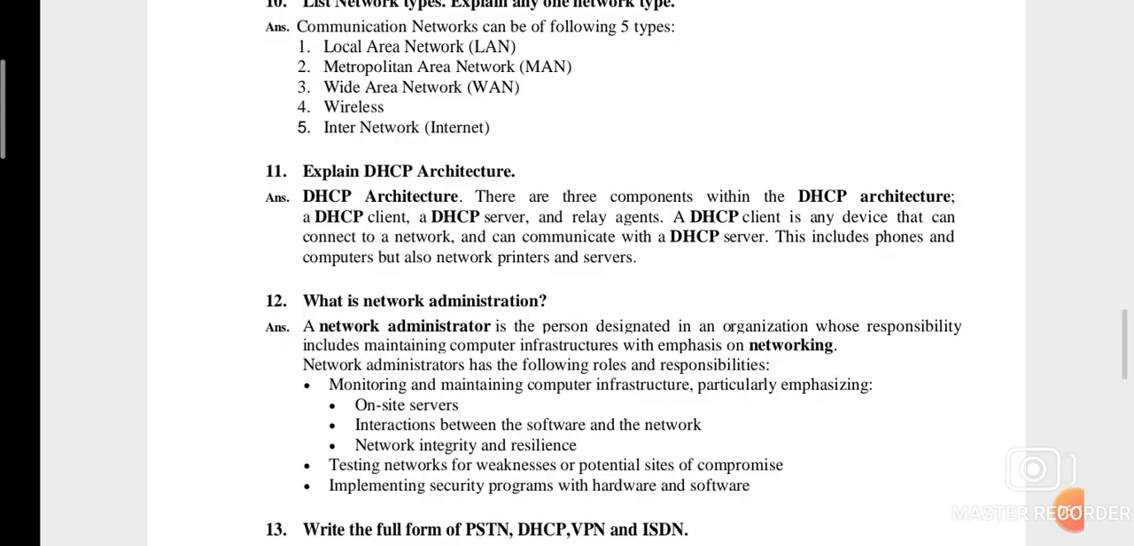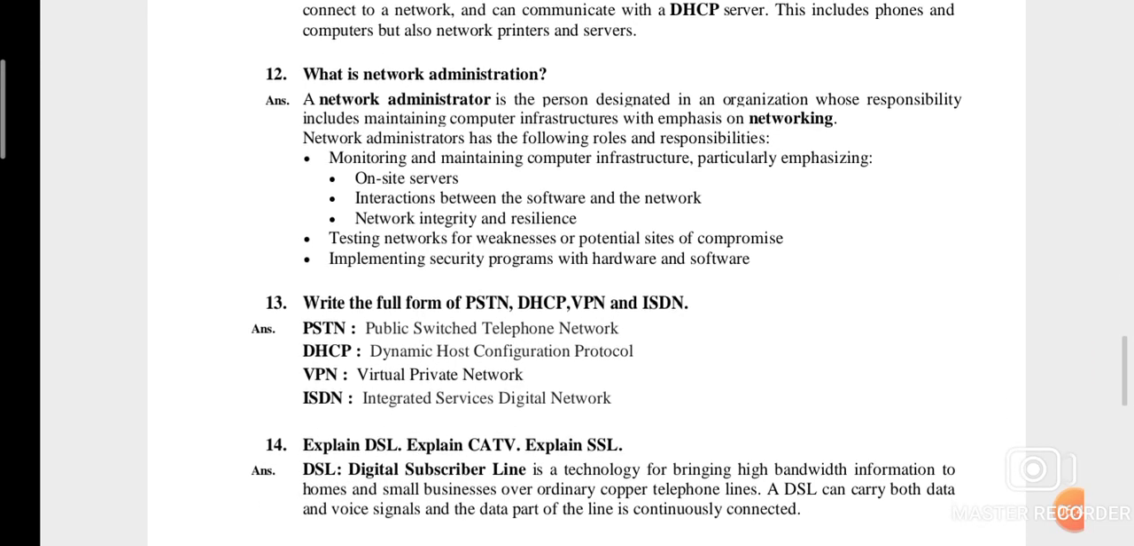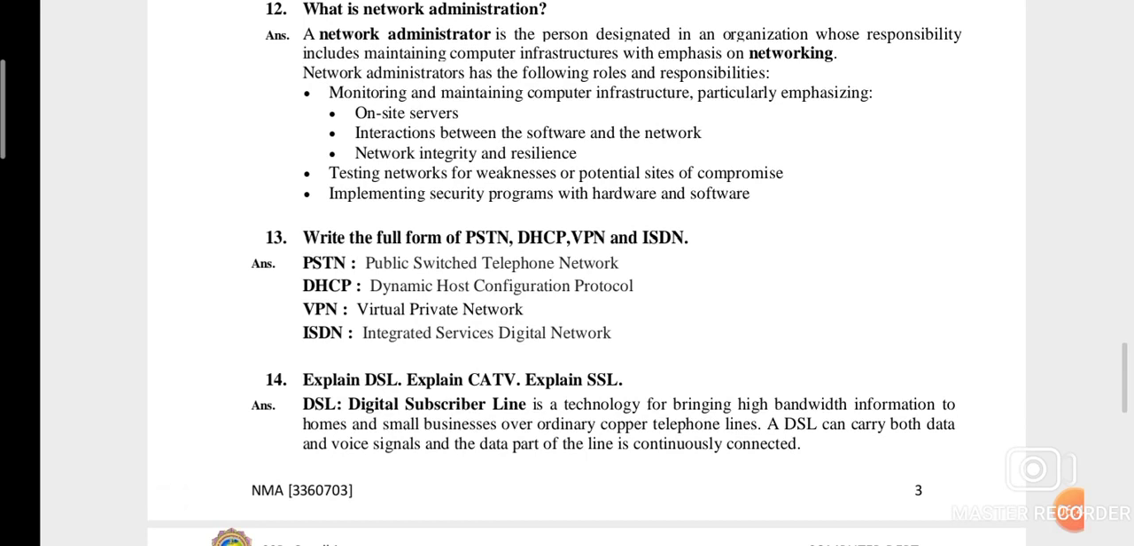So this is our network administration. A network administrator is nothing but one person, and this person handles the overall network. It means this person is designated in an organization whose responsibility includes overall maintenance of computer infrastructure. Then next, write down the full form of PSTN, DHCP, VPN, ISDN. Here PSTN stands for Public Switched Telephone Network.